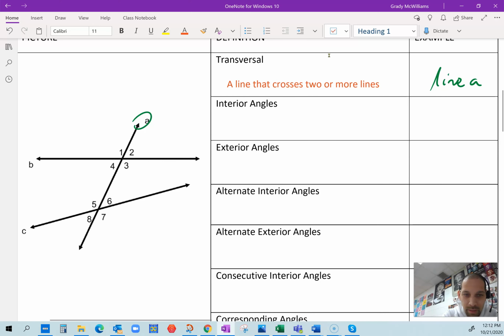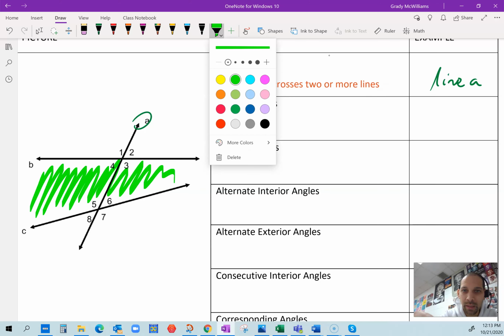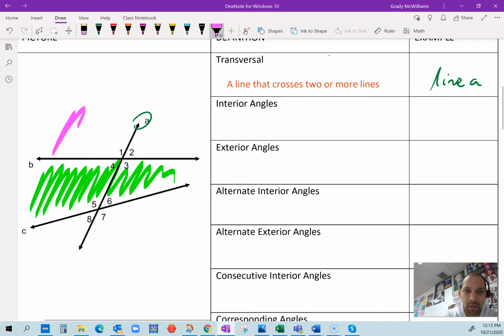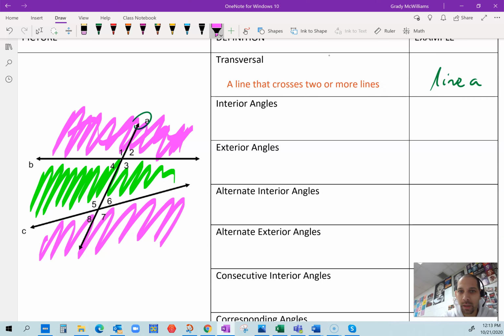Now, interior angles. Well, if you look at the lines that are being crossed, it creates an interior and an exterior. So the interior is all this stuff right here. That's the interior. The exterior would be all the stuff out here, and out here. This is all exterior space. So if we're talking about interior angles, you have a few angles that are being formed. We'll say these angles right here, 3, 4, 5, and 6. So angle 3, angle 4, angle 5, and angle 6.